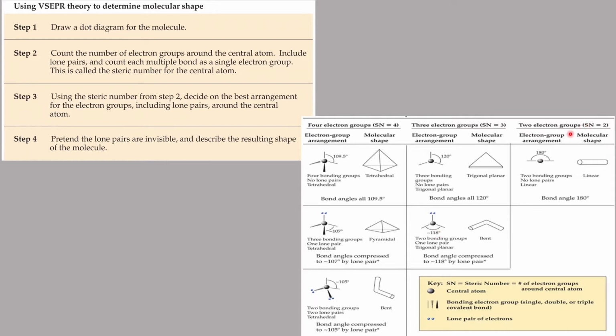For 2 electron groups, or steric number 2, the electron group geometry will be linear, and in this we will have 2 bonding groups and no lone pair, and the shape will be linear.